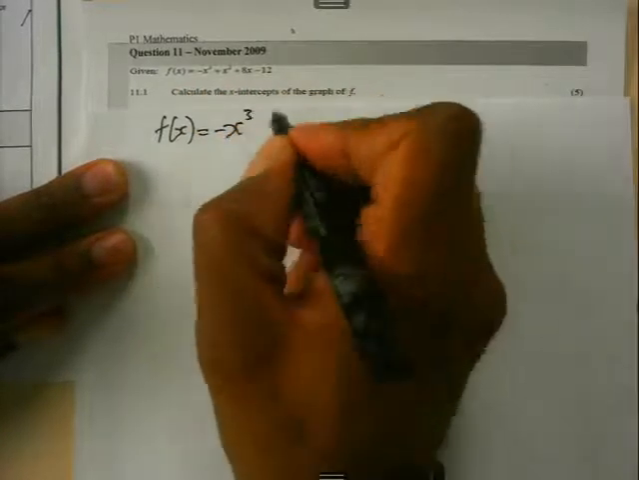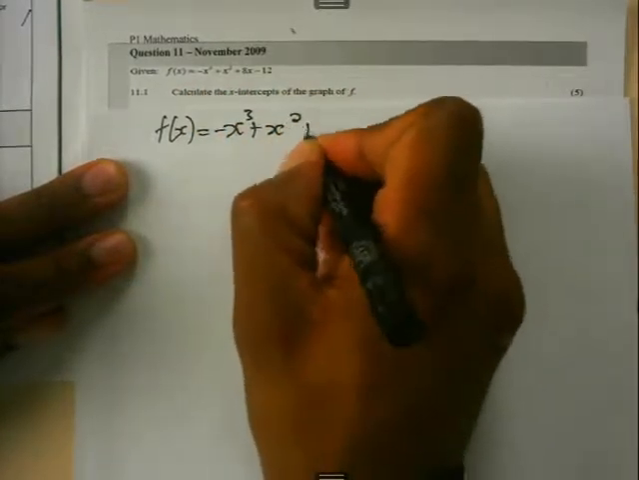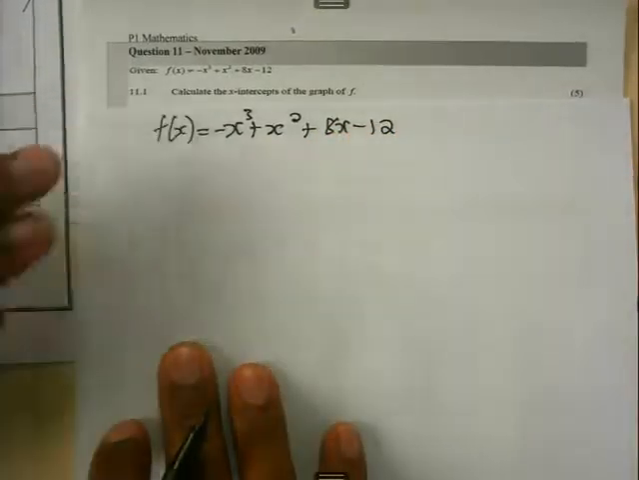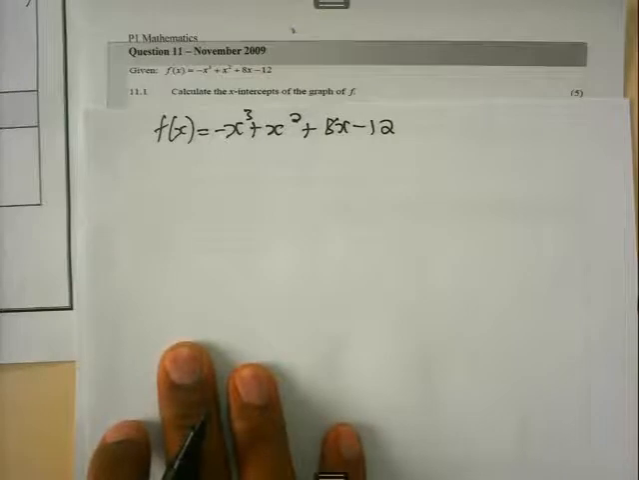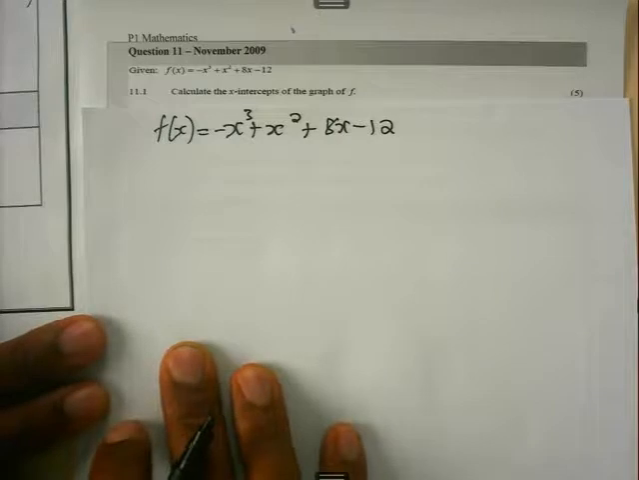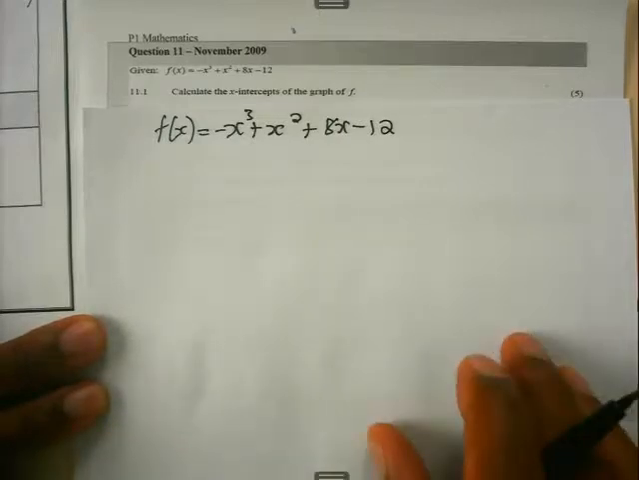It says question 1, that is November 2009. We are given that f of x equals minus x to the power of 3 plus x squared plus 8x minus 12. Boys and girls, the first question there says we must calculate the x-intercept of the graph of f.